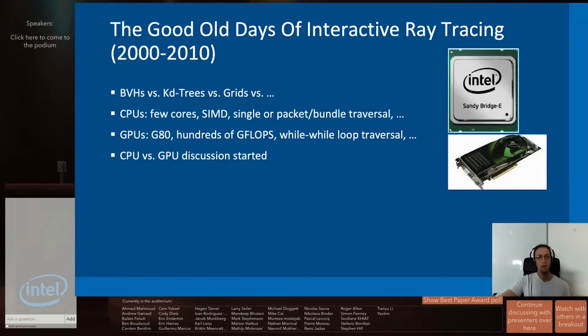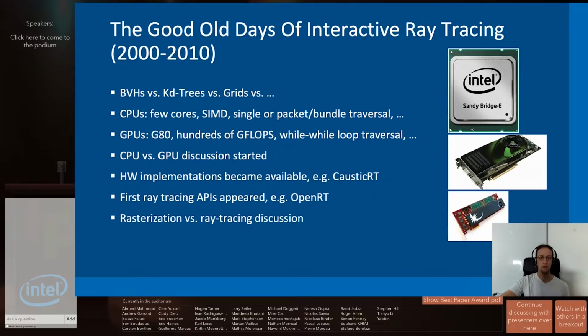Right? And even on the hardware front, back then we had CPUs with just a few cores and only 4-wide SIMD, and we spent a lot of time evaluating how to efficiently use SIMD for tracing rays. Same goes for the GPU, where folks investigated lots of different approaches to efficiently use all these gigaflops of compute power to trace rays efficiently. That was also the point in time where the entire CPU versus GPU discussion for ray tracing started.